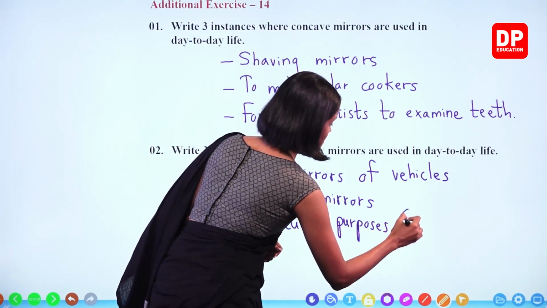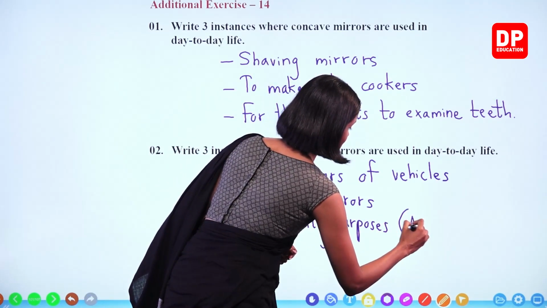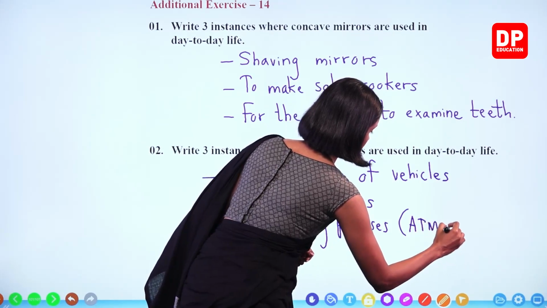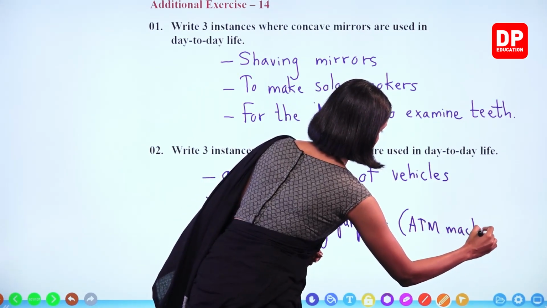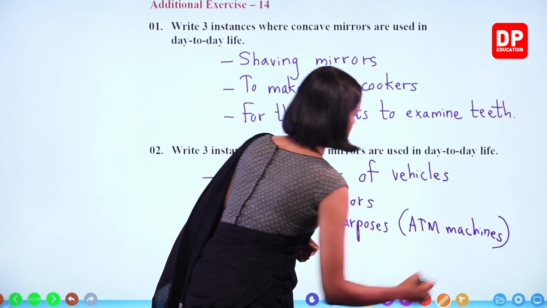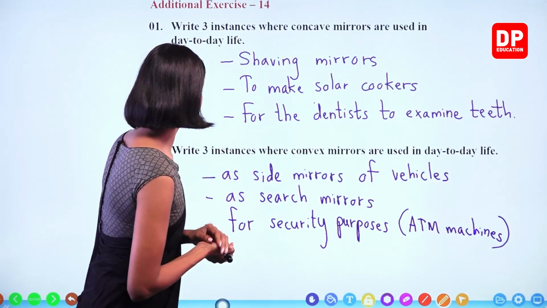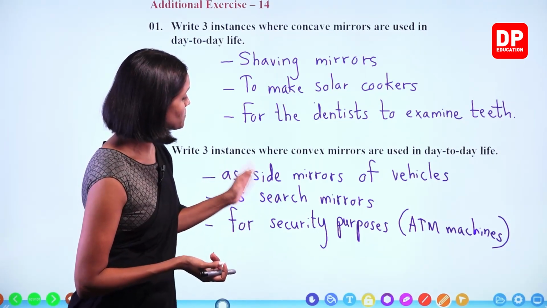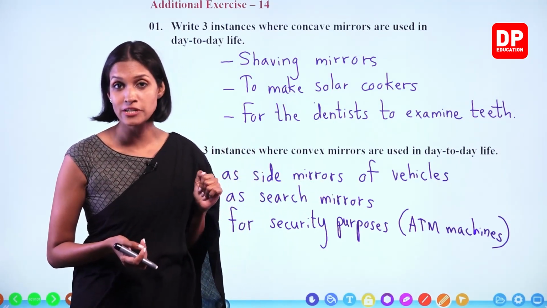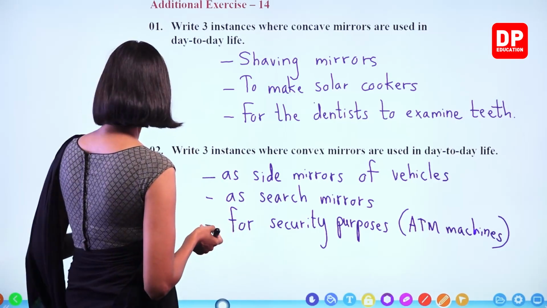You can write ATM machines, as side mirrors of vehicles, as search mirrors for security purposes, and you can write the other examples too. Okay? We'll move on to the next.